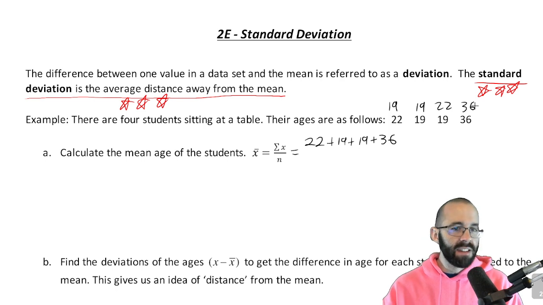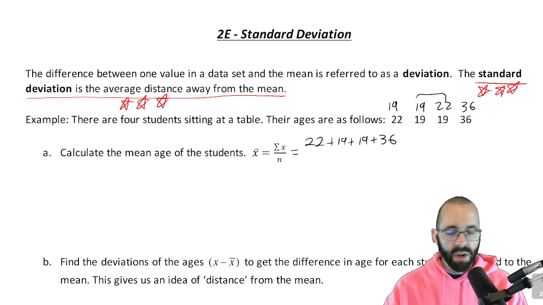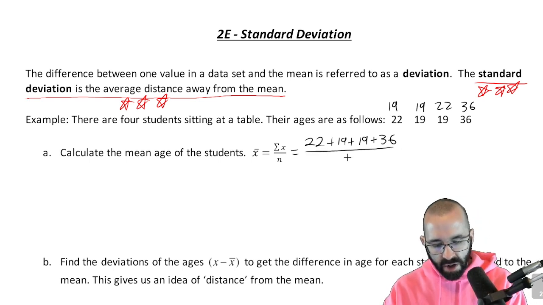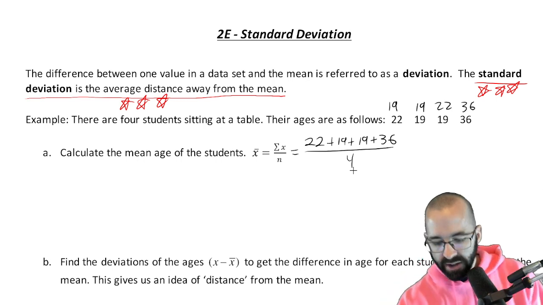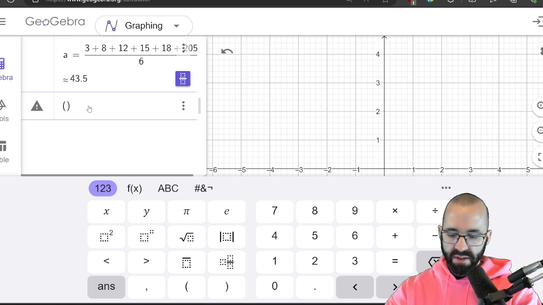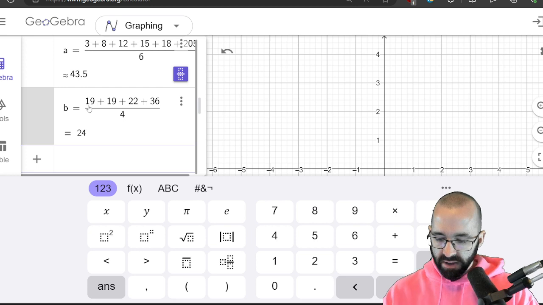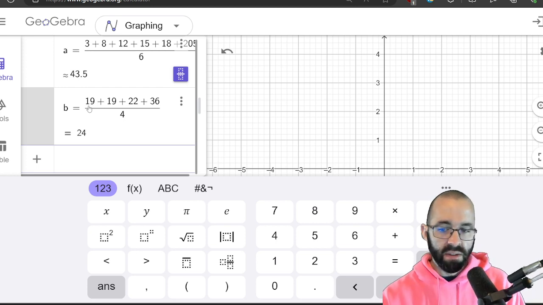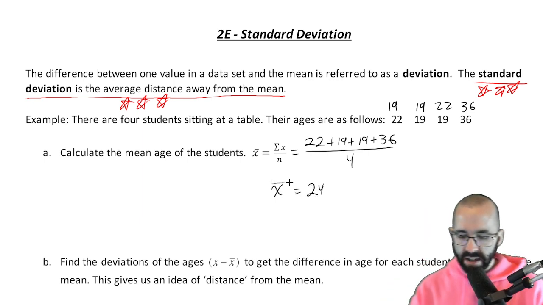And now we could easily see that the median is going to be the middle of these two numbers, 20.5. We don't need the median here. So add them all up and divide by how many there are. Use our handy dandy calculator. Use parentheses: 19 plus 19 plus 22 plus 36, all divided by 4. The average age is 24. Okay. X bar is 24.